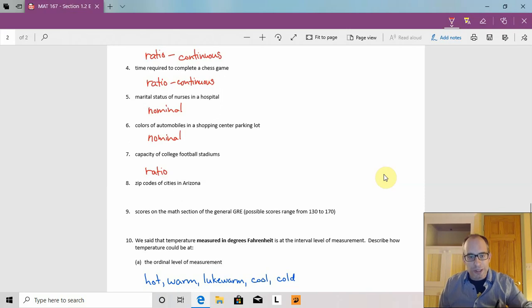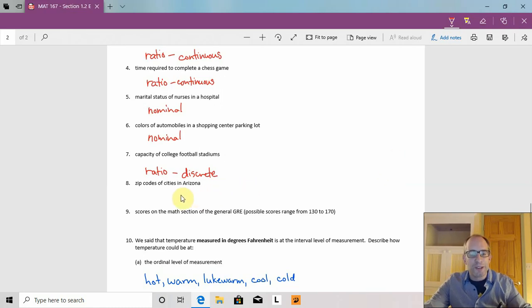So this is going to be discrete, not continuous. Because you could enumerate the possible values, right? You always know what the next possible value is. The next one is mean.